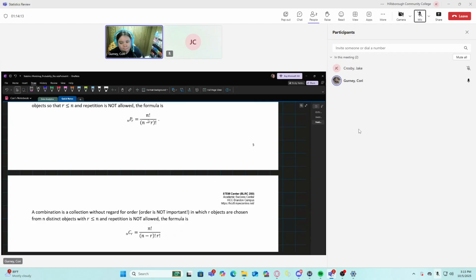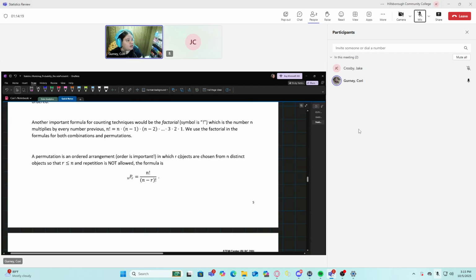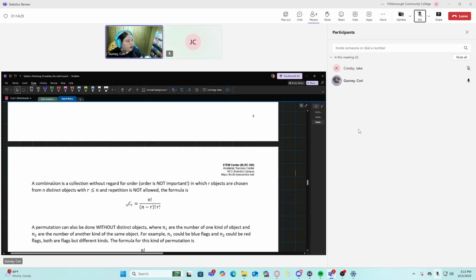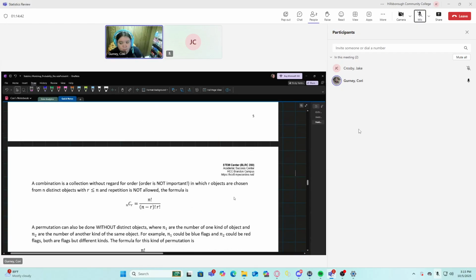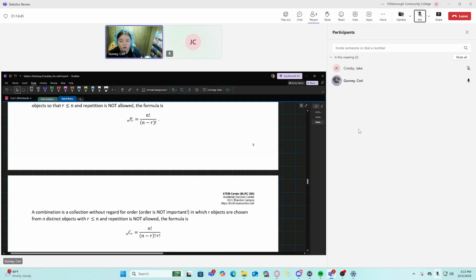In both of these, repetition is not allowed. Permutations are an ordered arrangement. Order is important. Objects are chosen from the n number of distinct objects, whereas combinations are a collection without regard for order. Order is not important, and the objects are still chosen from n distinct objects. So that is the main difference between the two: is order important? Are you choosing in a specific order? If no, combinations. If yes, permutations.